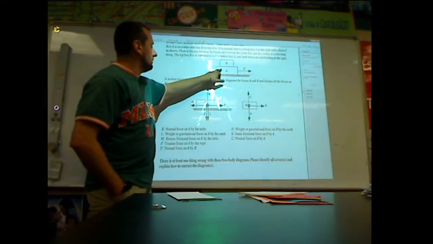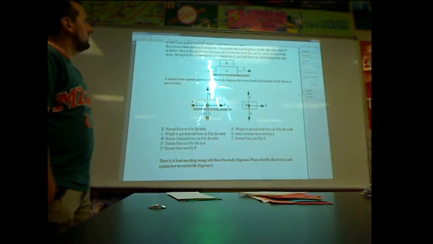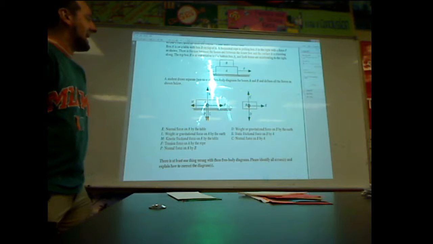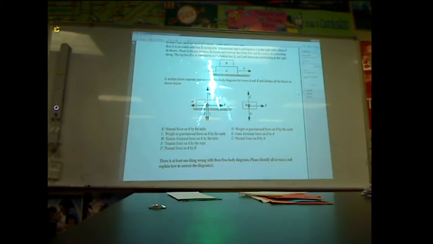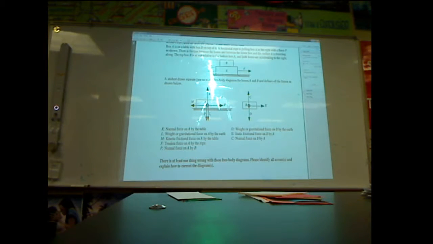This is object A, the bottom one. This is object B, the top one. There is friction between the boxes and between the tables. It's similar to something that we did together, so it should be really good. Don't say it out loud, just work on it. He has the labels, so figure it out.